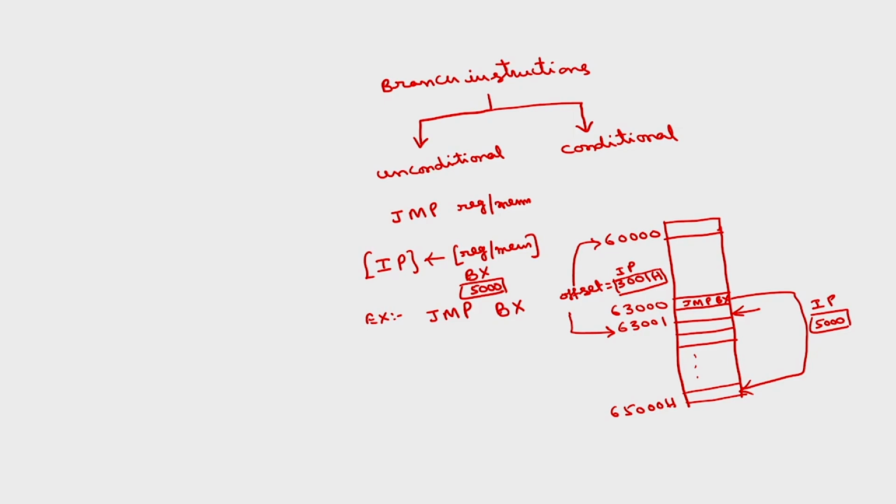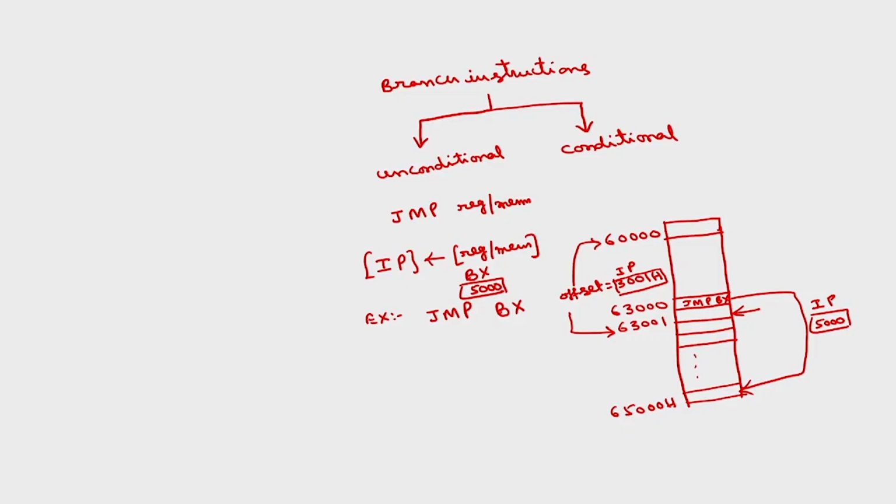Whatever the previous contents of the instruction pointer were will now be replaced with the address specified in the register, so that the microprocessor control will transfer to that particular instruction. Here this can represent a memory also. This is about unconditional jump: without checking any condition, it simply jumps from that instruction to the memory location whose offset is specified in the instruction itself.